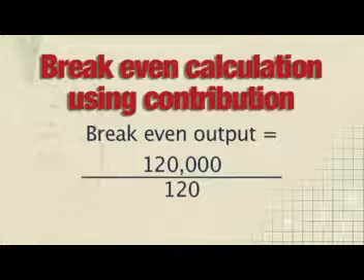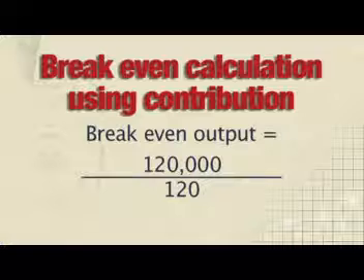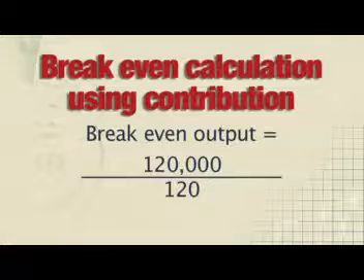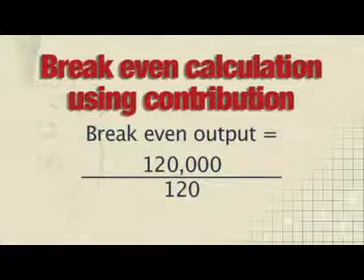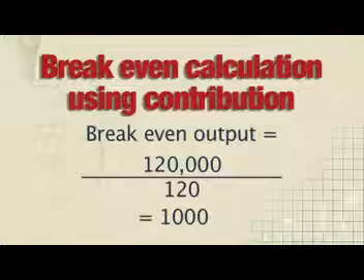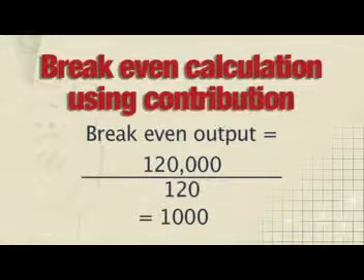120,000, which are his fixed costs, divided by 120, which is the contribution. This was worked out by taking the variable costs, in this case his materials, away from the selling price, which is £200. 120,000 divided by 120 equals 1,000, which is the number of surfboards Chris needs to sell to break even.